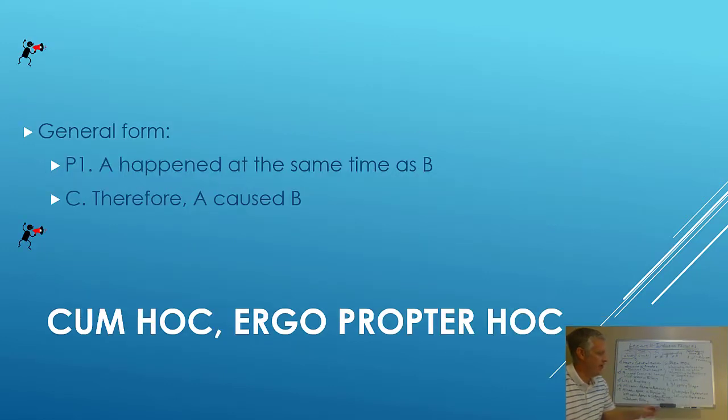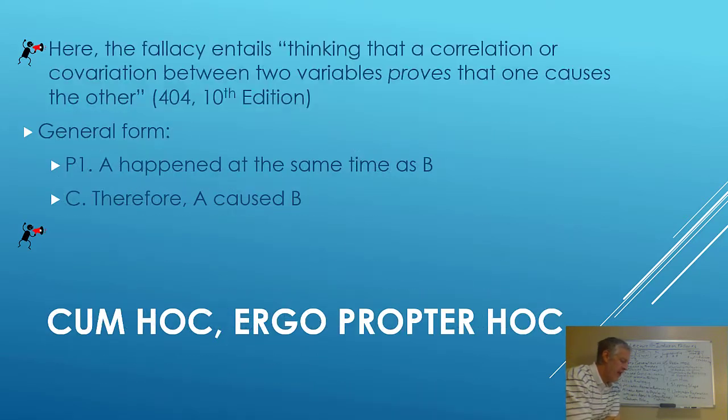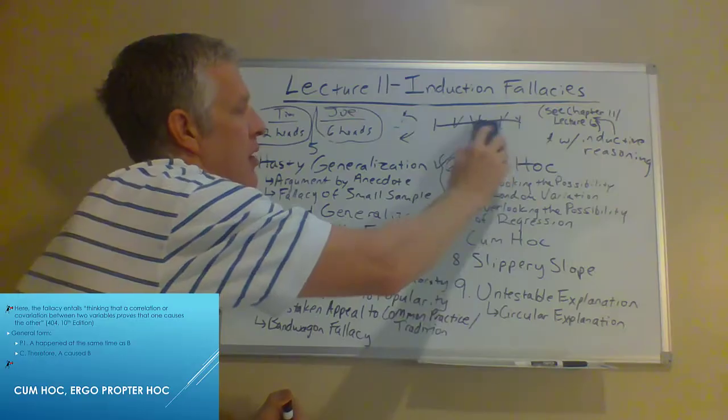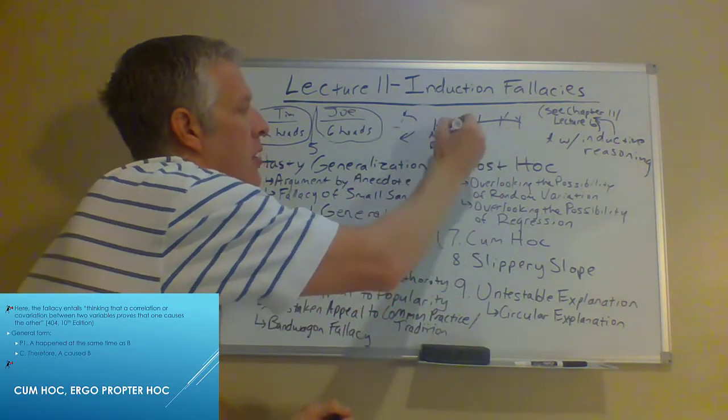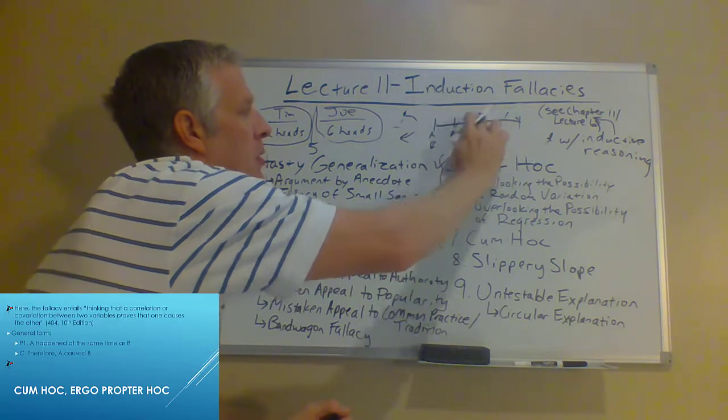Moving on to slide 15. That was our discussion of post hoc. We'll move on to cum hoc. As I mentioned at the top of slide 15, here the fallacy entails, quote, thinking that a correlation or covariation between two variables proves that one causes the other. So we'll switch this around again. And here it is: A and B always happen at the same time.